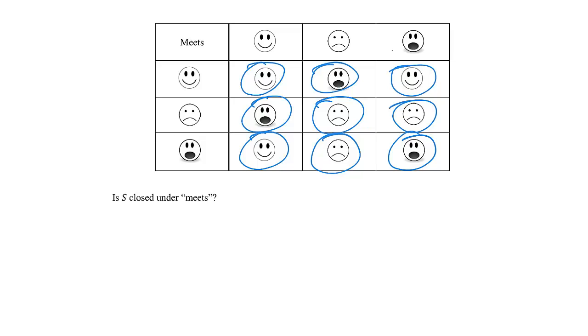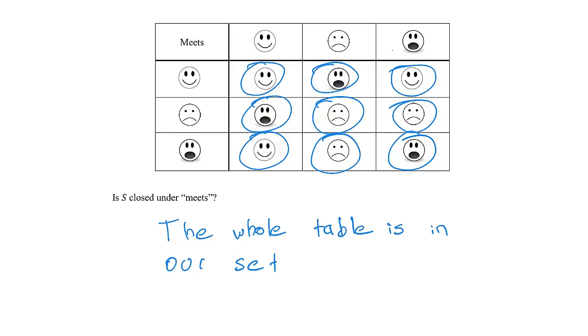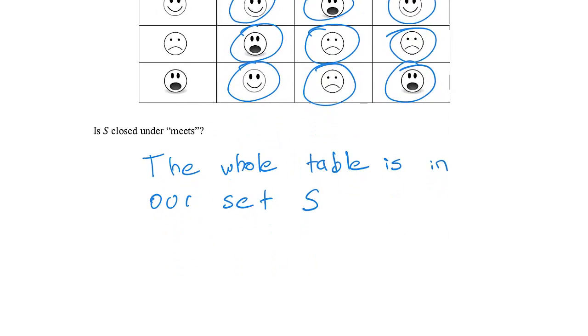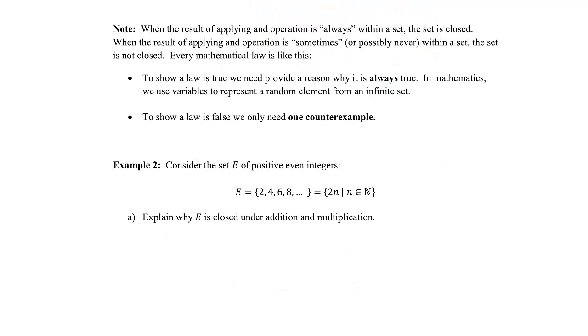So let's write down this answer. The whole table is in our set S. Therefore, S is closed under the operation meets. So now we'll discuss an example.